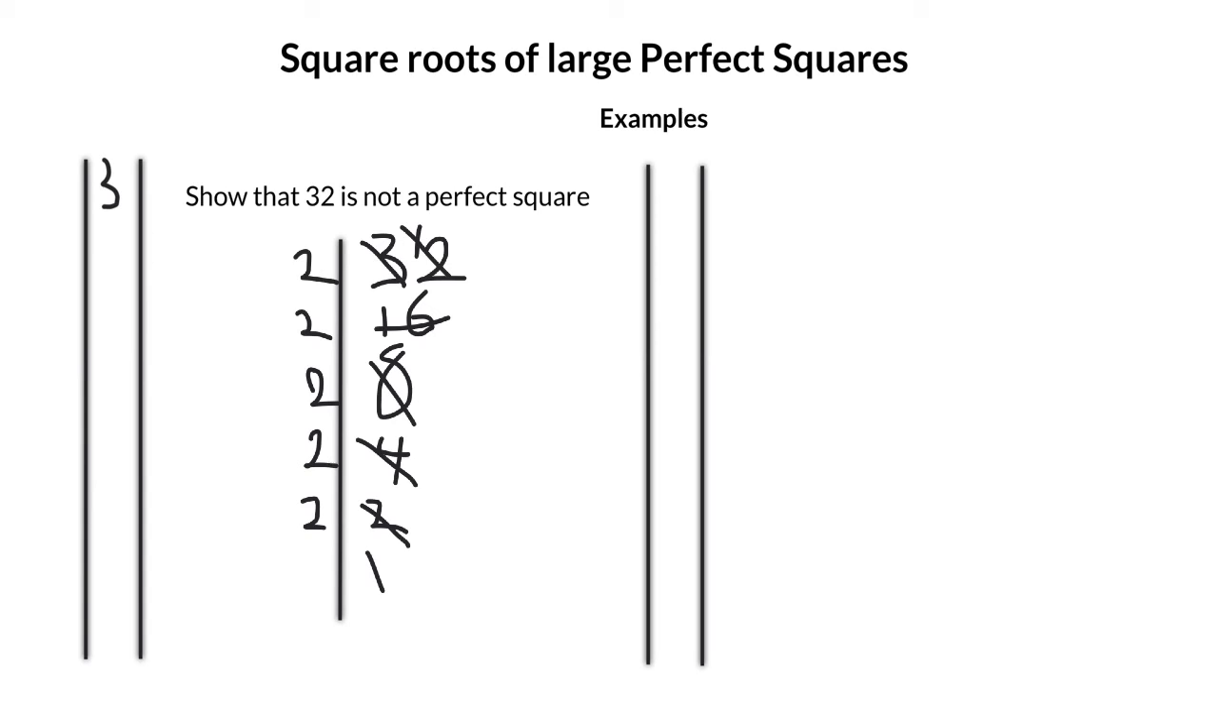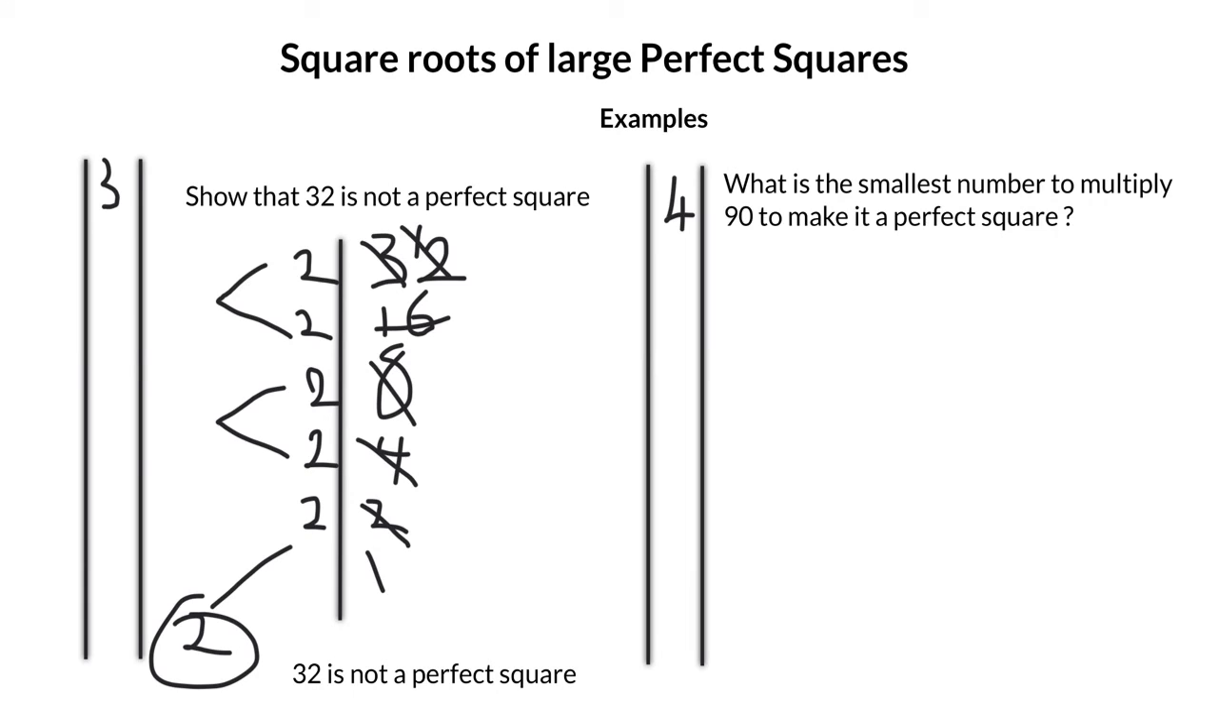Now we put the numbers in pairs. 2 and 2, 2 and 2. Now we have a problem here. The problem is that the last 2 has no pair. So we need at least another 2 to make this a perfect square. Therefore, 32 is not a perfect square.